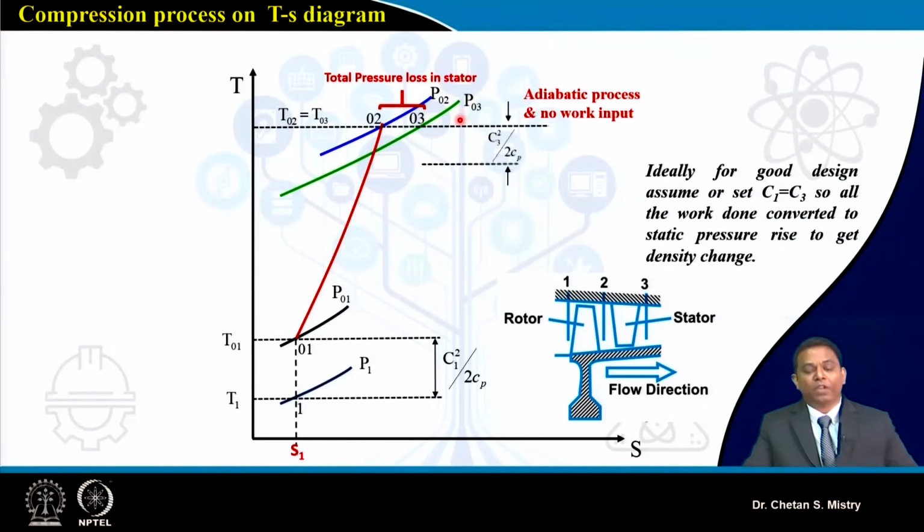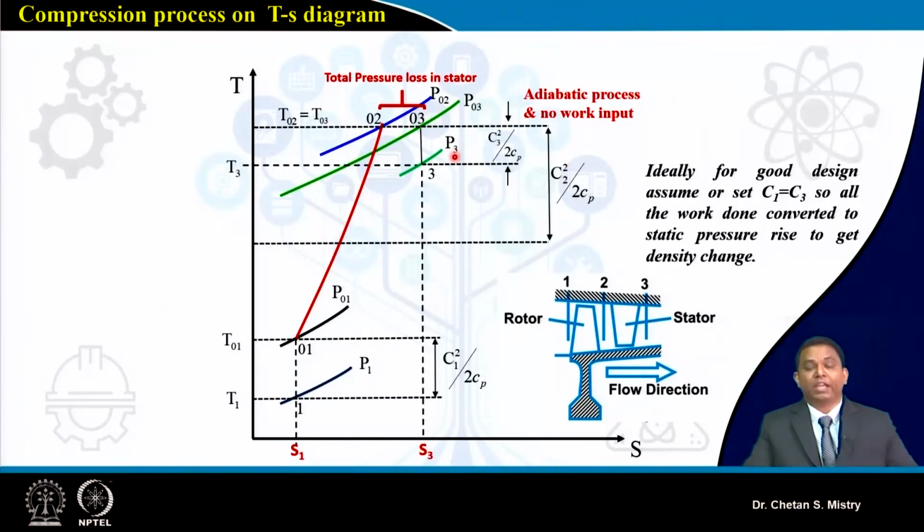Now in line with what we have discussed, if I consider my absolute velocity coming out from my stage, I'm putting it here as C3 square by 2Cp. Based on our fundamentals, I can locate my static pressure at the exit of my stage. Similarly, if I talk about the exit of my rotor, I will be having my absolute velocity, say C2 square. So I can locate my point 2. This is what is representing my pressure P2. So just understand I am having P1, P2 and P3.